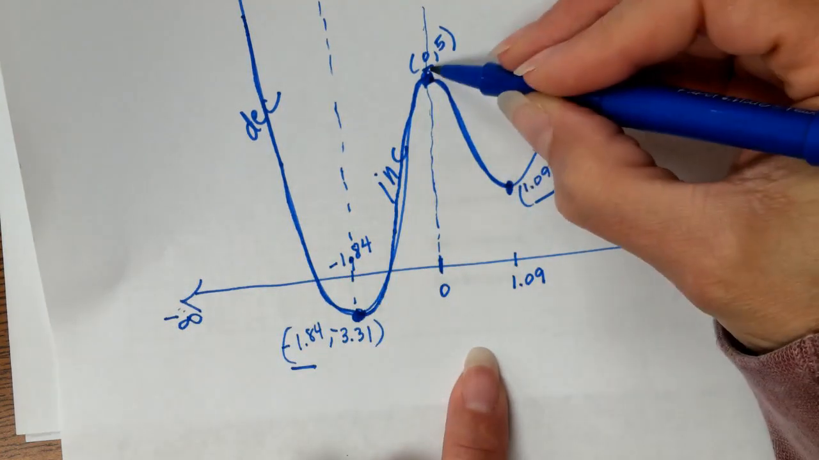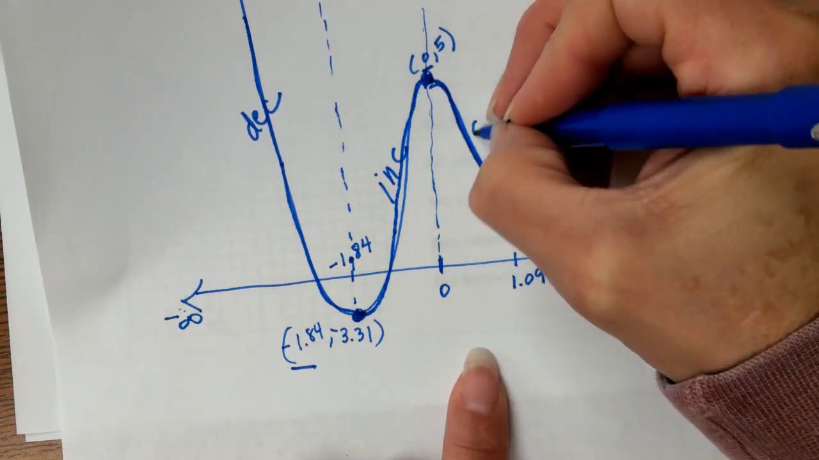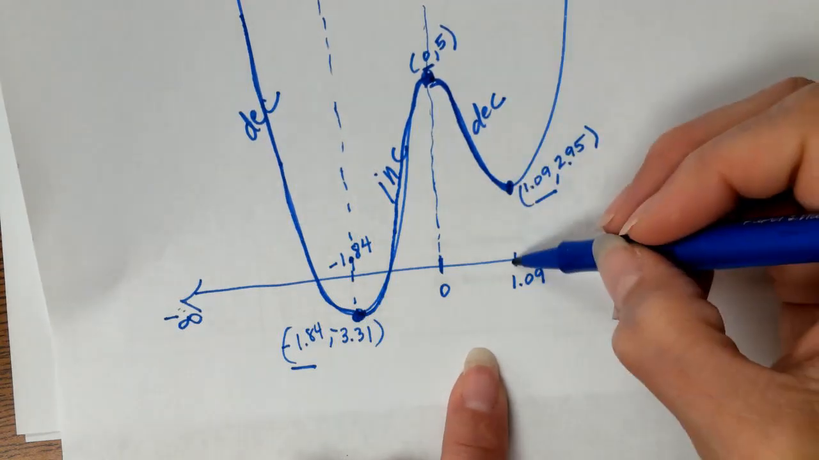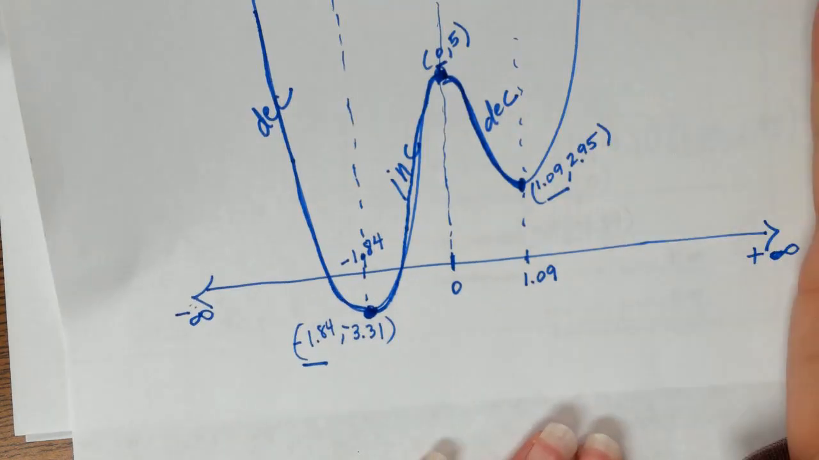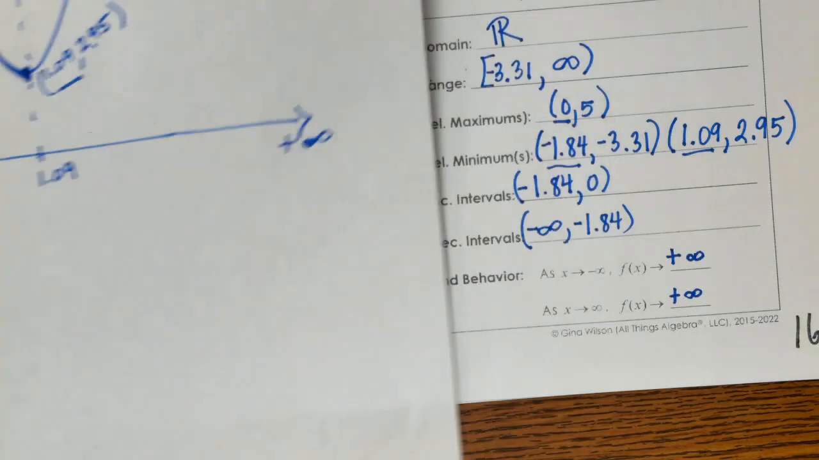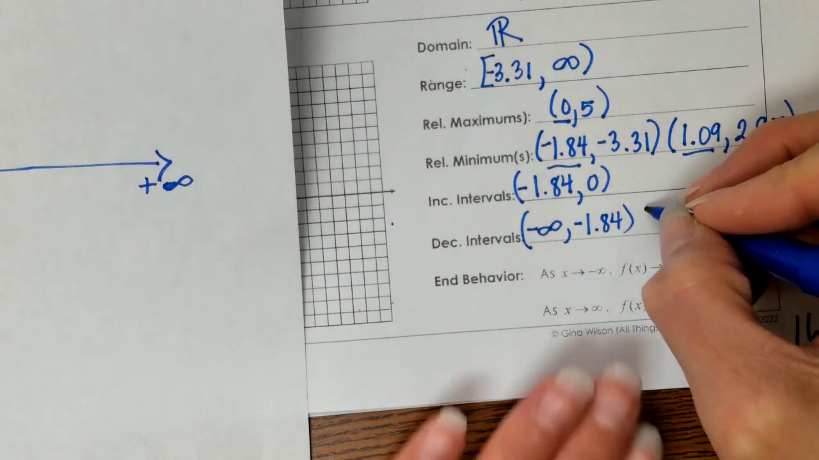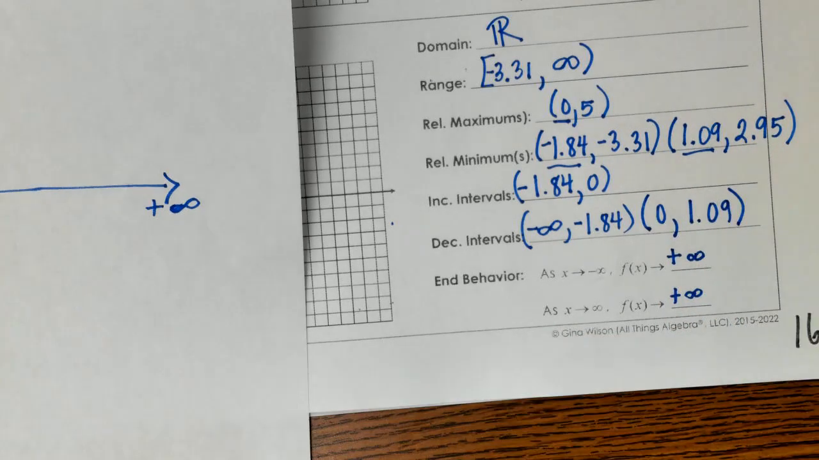Now, move into our next one, and that was here. And if you look at my pen, we are going down, down, down, down, down. We're decreasing. So it's decreasing from where? From 0 to 1.09. So, and that was a decrease. I'm making sure I'm putting it in the right category. From 0 to 1.09, it decreased.